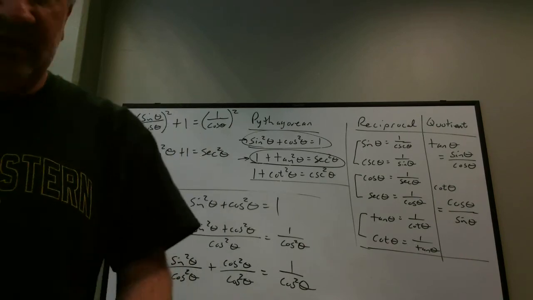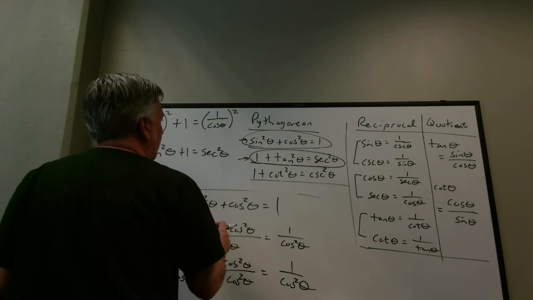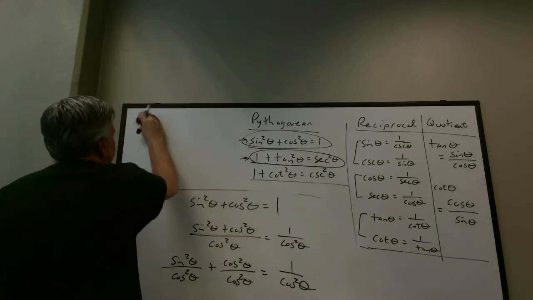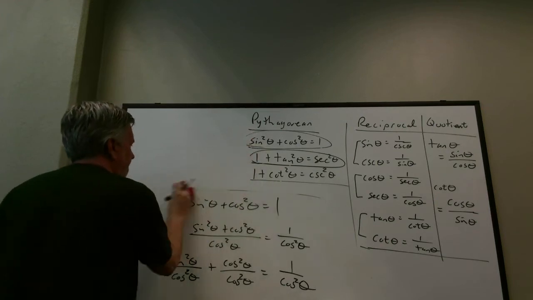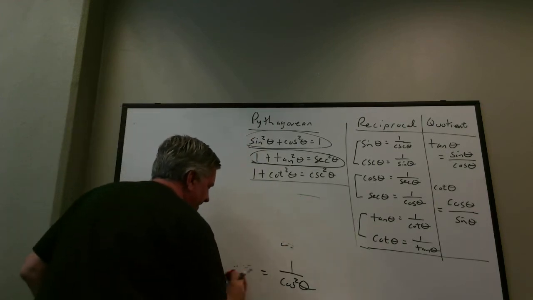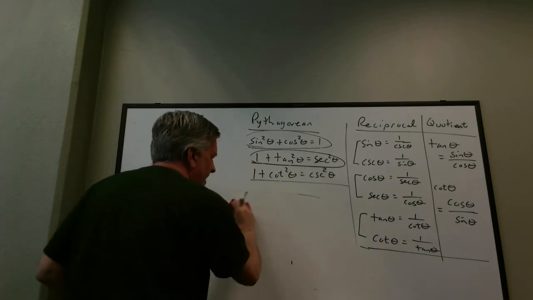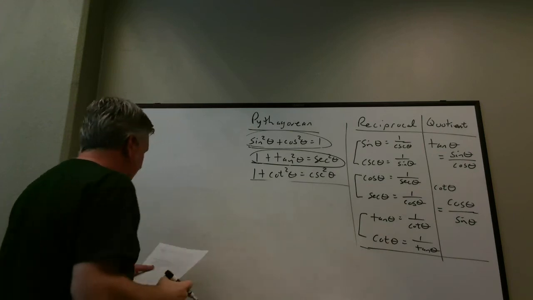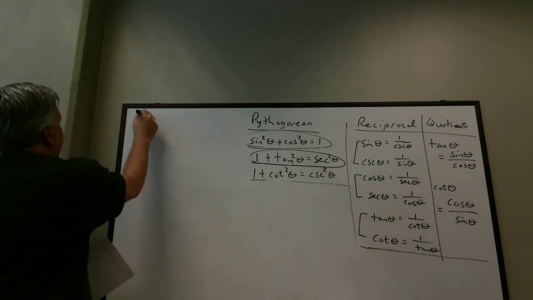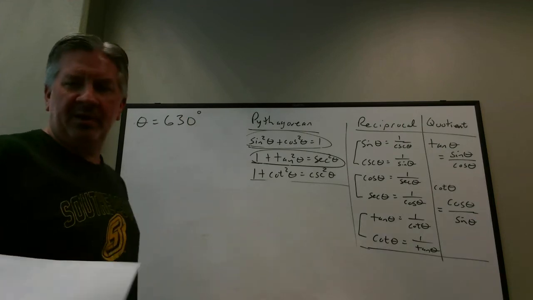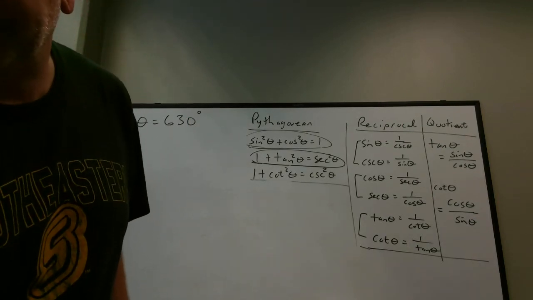And so the next example says we want to use some of these. I'm going to leave all these identities up here in case we need them, even though you have them in the notes. And it says, use the reciprocal and quotient identities to find all 6 trig function values for theta equals 630 degrees. Now we did problems like this in the last section.